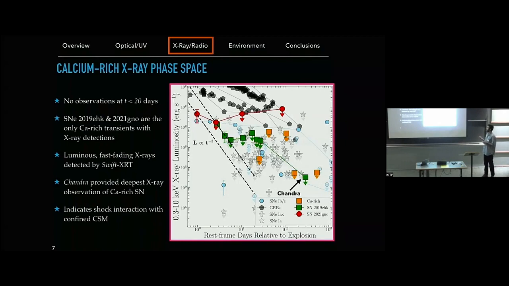But it also continues to indicate that there's material there. There's material sitting around this progenitor star at the time of explosion, which then leads to this luminous X-ray emission, because it's just a product of shock interaction with extended CSM. So that's very cool. These are the limits, so it's not the most optimistic for Swift, but for Chandra, we could potentially do better.